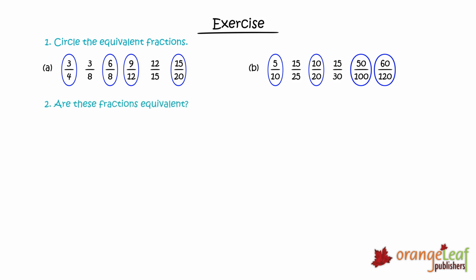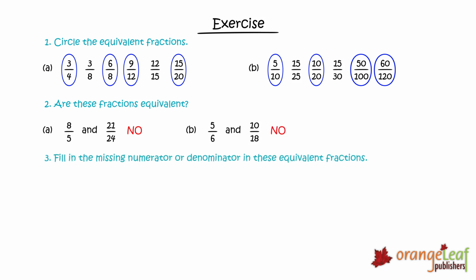Are these fractions equivalent? A. 8 by 5 and 21 by 24. No. B. 5 by 6 and 10 by 18. No. Fill in the missing numerator or denominator in these equivalent fractions.